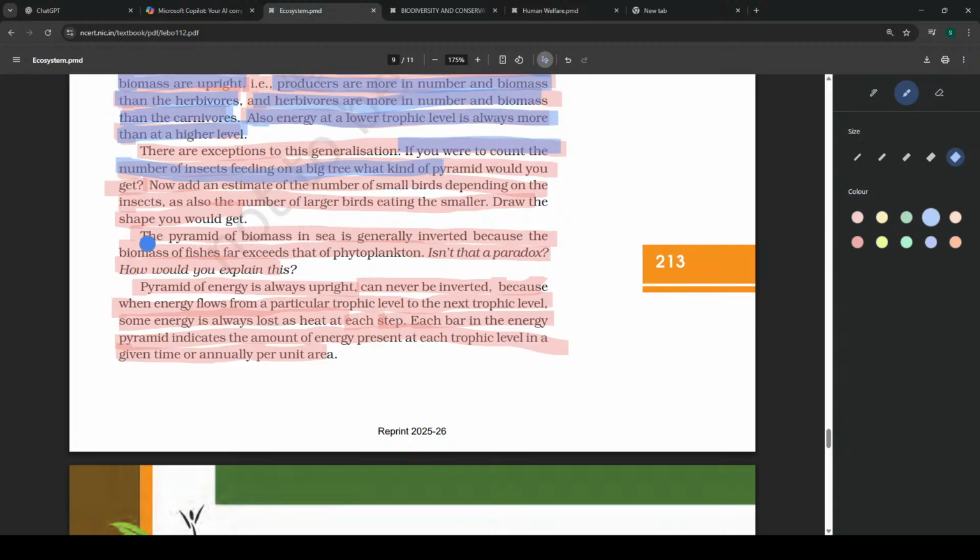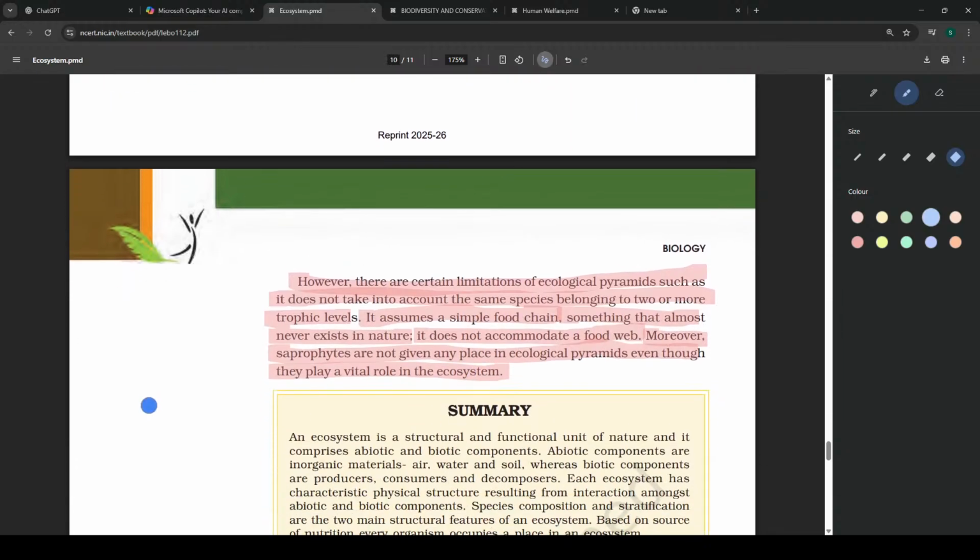and this example here, the pyramid of biomass in the sea is generally inverted because the biomass of fishes far exceeds the phytoplankton. And this is important: the pyramid of energy is always upright and can never be inverted, because when energy flows from a particular trophic level to the next trophic level, some energy is lost as heat at each step. Each bar in the energy pyramid indicates the amount of energy present at each trophic level in a given amount of time or annually per unit area.